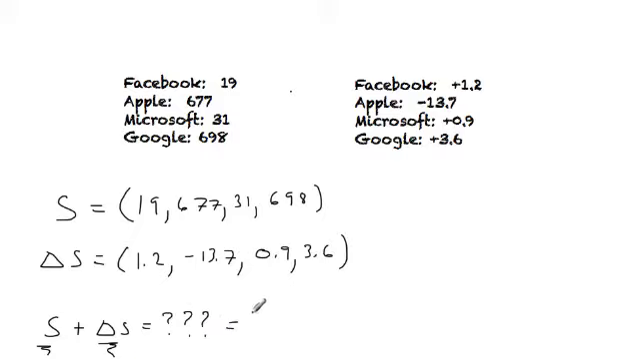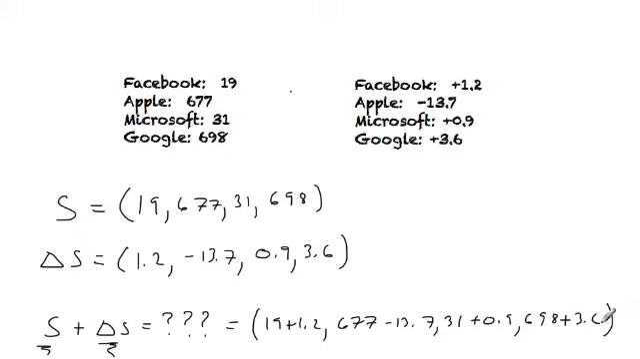Well, the logical thing, what we would probably mean by that, would be to take the coordinate for Facebook and add the corresponding coordinate for Facebook in this list, and the same thing for Apple and Microsoft, right? And for Google and its change. So we could represent that as 19 plus 1.2 and 677 minus 13.7 and 31 plus 0.9 and 698 plus 3.6. And we would simplify that and we would get the result of adding these two lists. So that seems like a natural way to do that.